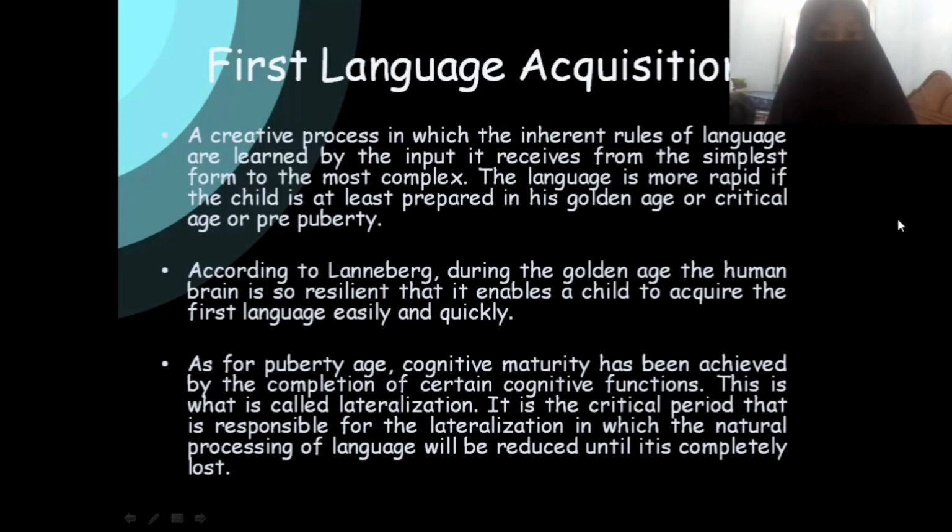According to Lambert, during the golden age, the human brain is also resilient, that is, it enables a child to acquire the first language easily and quickly. As for puberty age, cognitive maturity has been achieved by the completion of certain cognitive functions. This is what is called lateralization. It is the critical period that is responsible for lateralization, in which the natural processing of language will be reduced until it is completely lost.